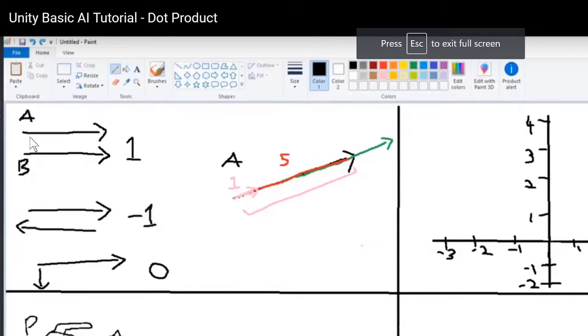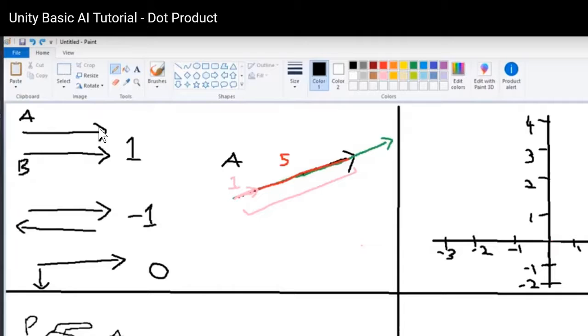Here is a perfect example: the player is A, the enemy is B. So A can see the enemy will return a value of 1 if the lines are facing in the same direction. If the lines are in opposite directions, you'll get a result of -1, which is non-detection. If it's at a right angle or perpendicular in any way, that means that you will get a 0.